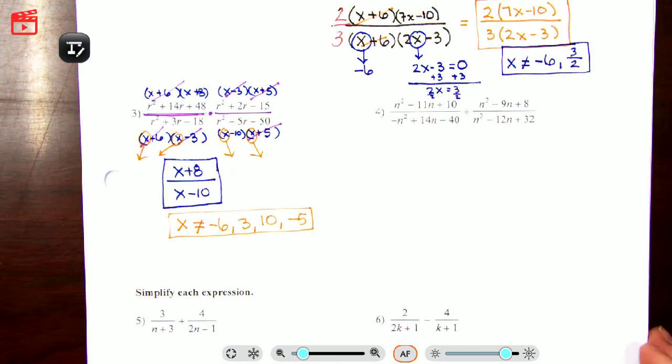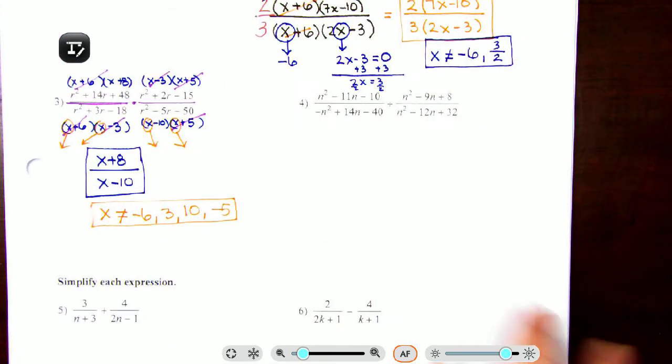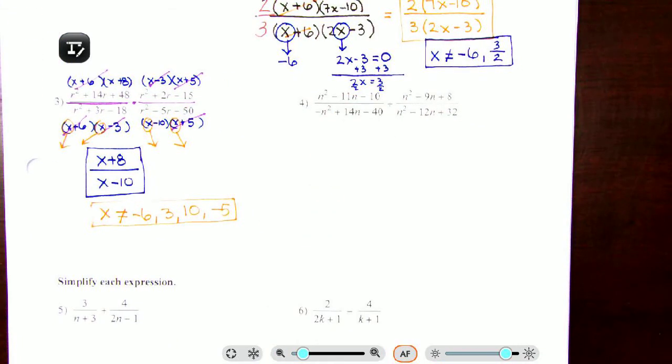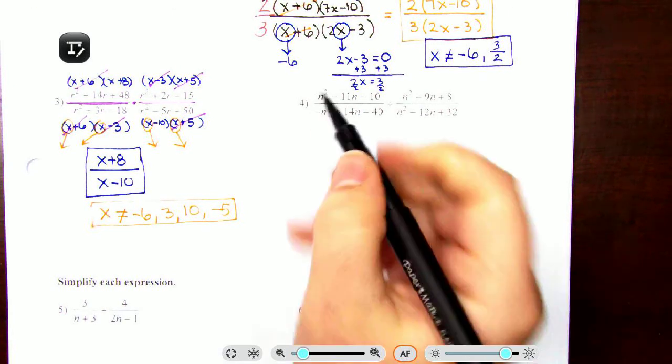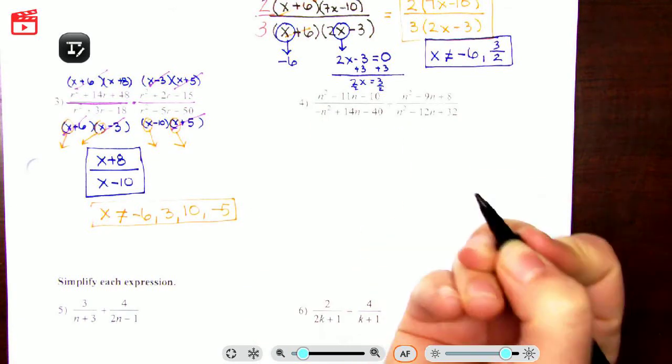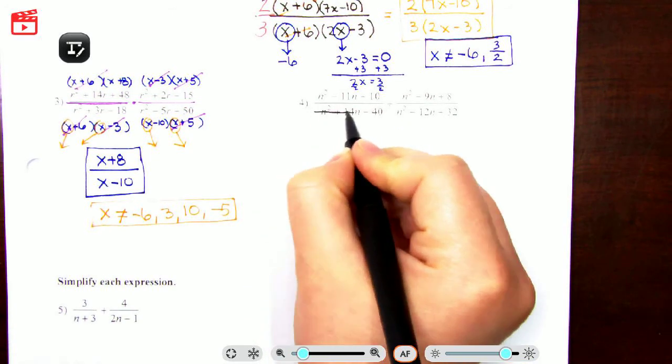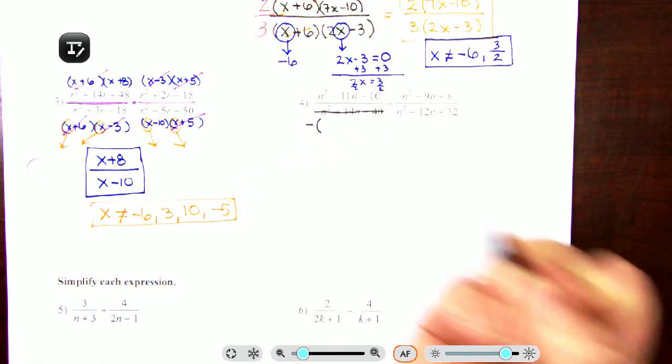All right, let's move on. Now this one I ran out of room because I was working on the other one, so I will rewrite it. But something immediately jumping out at me is this negative here. So I'm going to rewrite this without a negative. I'm going to factor out a negative.